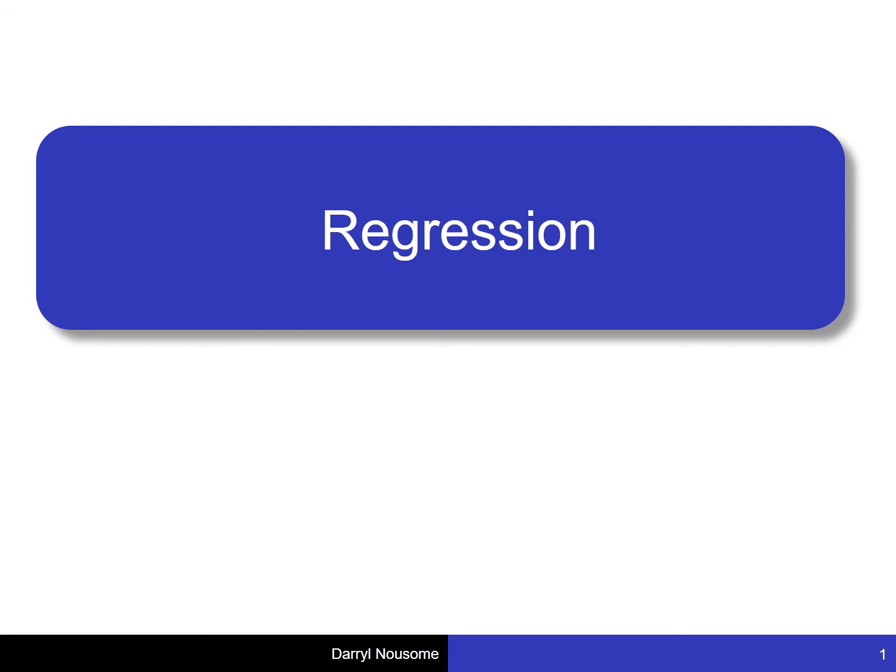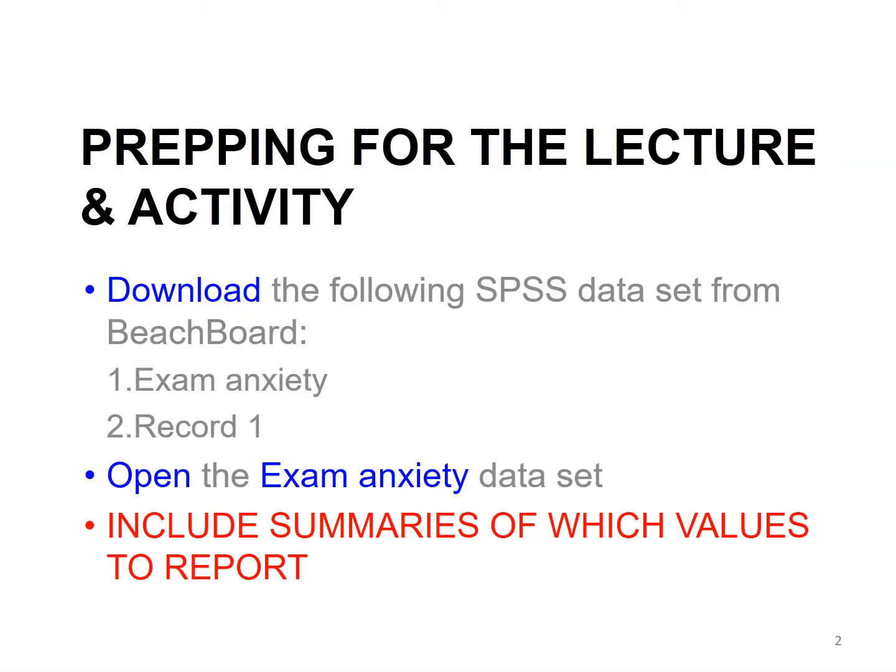Hi everyone. So today we're just going to finish up chapter 9 with the regression. This is just going to be a continuation of what we'd already started last week. Just as a quick thing to help you go along, make sure you have the data sets. I believe for this we're going to be using record 1, and this will help us run our regressions in SPSS.